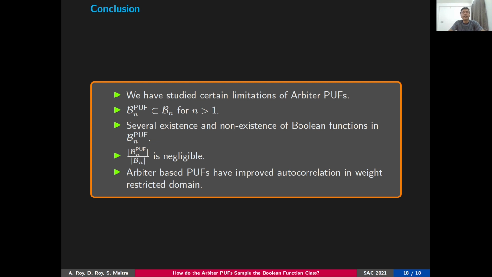So in this paper, we have studied certain limitations of arbiter based PUF. We have shown that Bn PUF, which is the set of all Boolean functions generated using n length PUF, is a proper subset of the set of all Boolean functions for n greater than 1. We have also proved several existence and non-existence results of Boolean functions in Bn PUF, and we have also shown that the ratio of the cardinality of Bn PUF and the cardinality of the set of all Boolean functions is very negligible. So that means using n length PUF, you are only able to generate a negligible subset of the n variable Boolean function set. We have also shown that the autocorrelation property of PUF can be improved if we consider the input to the n length PUF from a restricted domain.